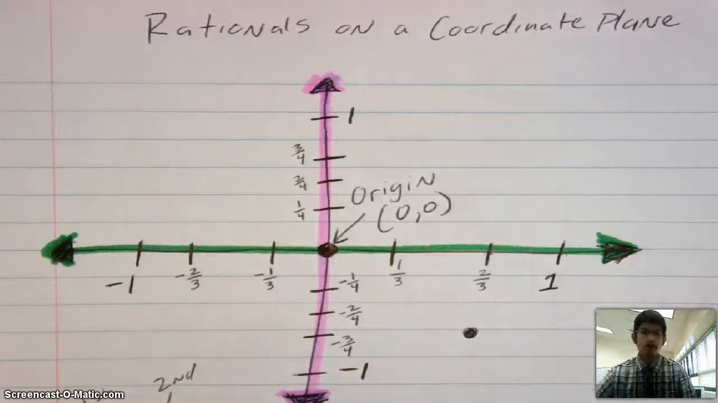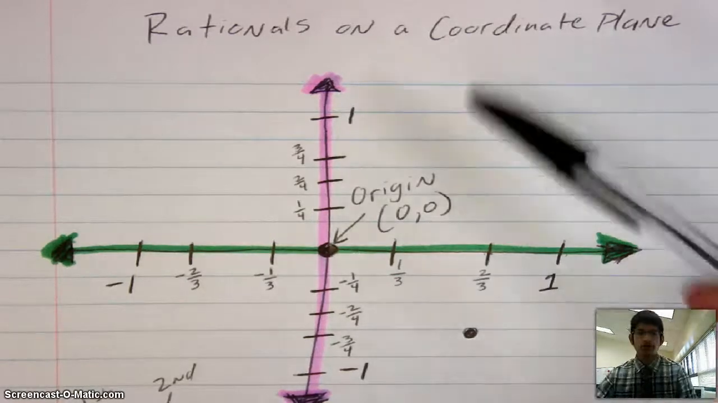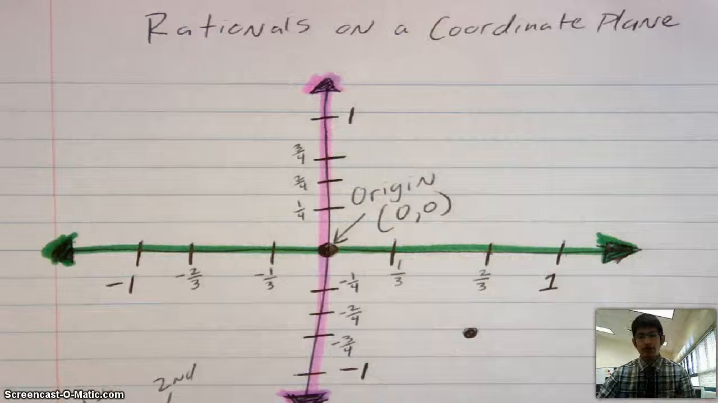When we come back on Tuesday, we're going to start talking about rationals on a coordinate plane. We've done coordinate planes before, but this time we're going to put some fractions and decimals, mostly just fractions, on our coordinate plane and how to graph those. So I set up a sample board right here.